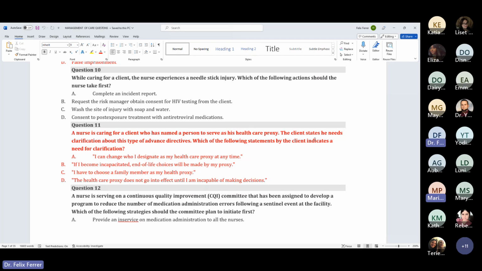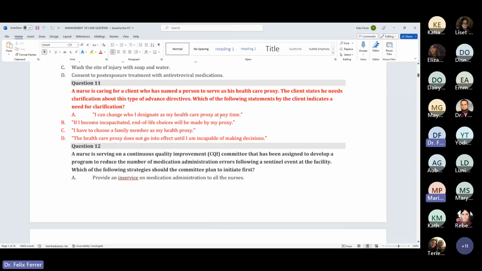Okay. Question 11. This is a scenario for a client who has named a person to serve as his healthcare proxy. The client is asking for clarification on this type of advance directive. Which of the following statements by the client indicates a need for clarification? C. I have to choose a family member as my health proxy. Yeah. Healthcare surrogate proxy. Really important.